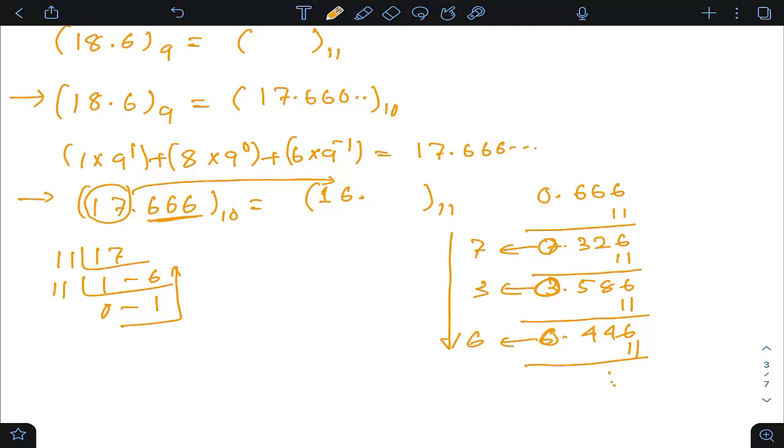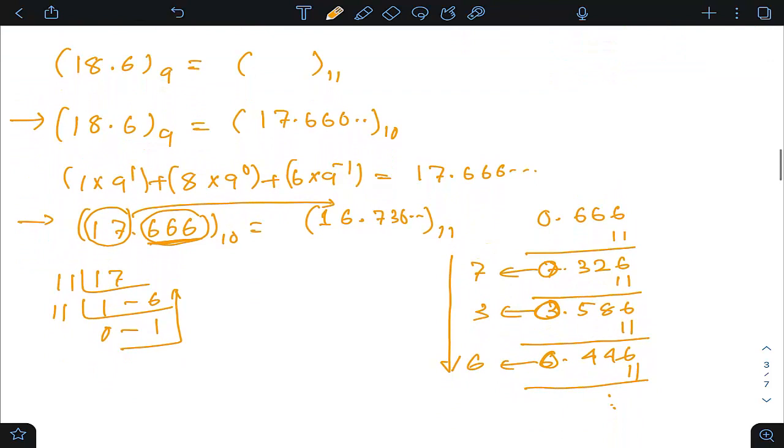So for 17 it is 1, 6 and for this 0.666, it looks like a non-ending series. This is 7, 3, 6 and dot dot dot something like this. So this answer is 18.6 in base 9 is equivalent to 16.736 dot dot dot in base 11. So I believe if you get any questions of this category, you can easily answer this.